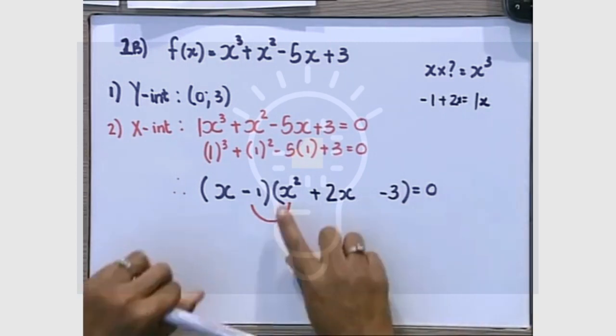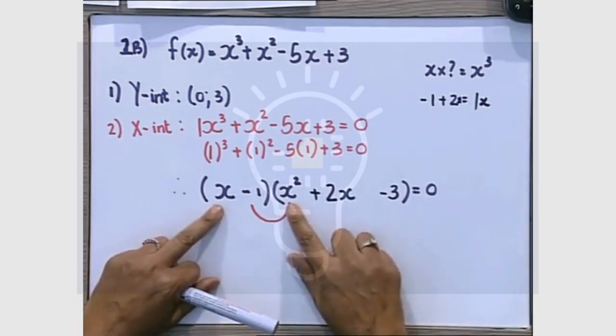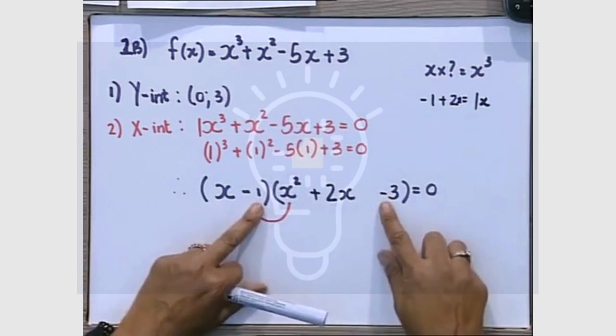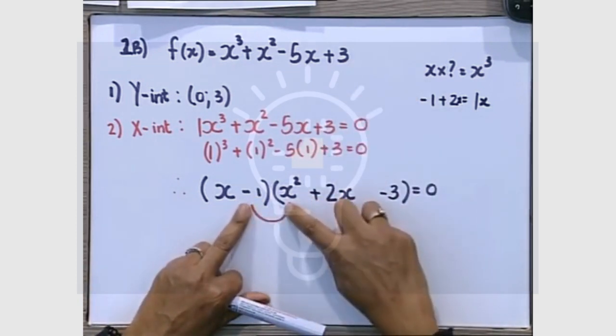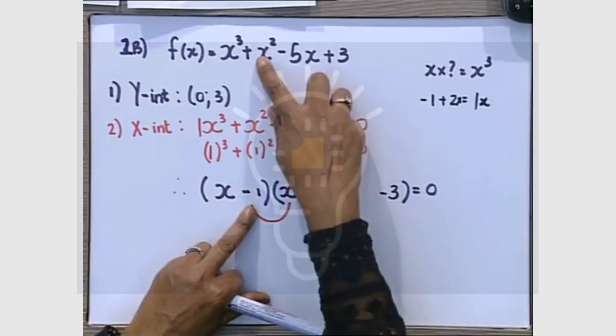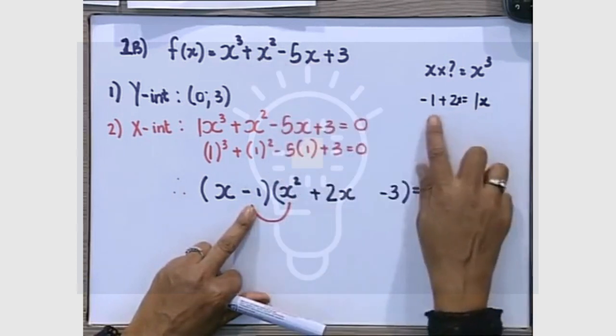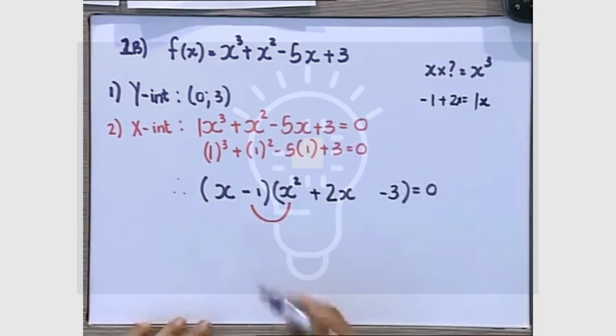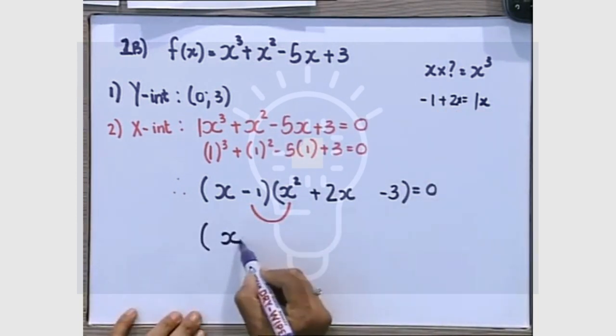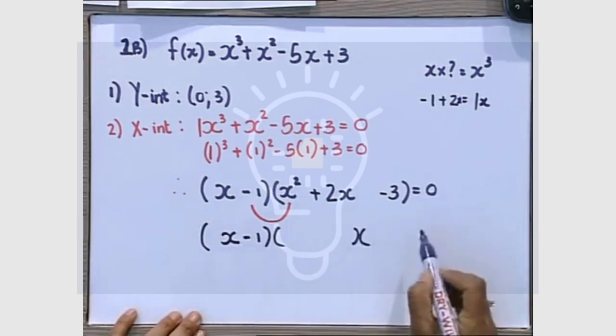Can we check again? x times x squared gives me x cubed. Negative 1 times negative 3 is plus 3. I multiplied that together, negative 1, but there's a plus 1, so I need to get to plus 1. So if I have negative 1 plus 2, I'm going to get that 1x. I factorized now. Now we have this bracket here.